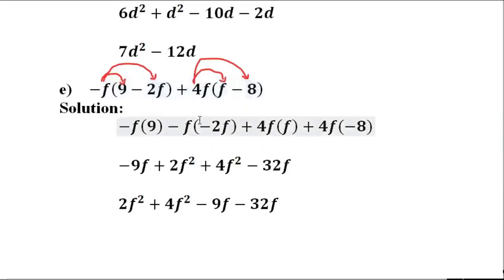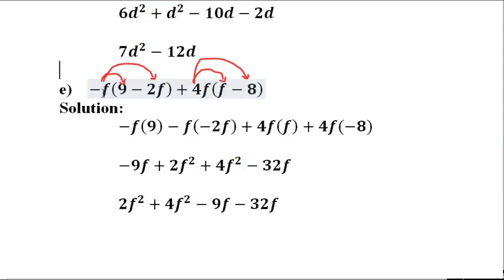Moving on to number 5, we have negative f in parentheses positive 9, negative 2f, positive 4f, and then in parentheses positive f, negative 8. Using the distributive property, I'm going to distribute the negative f to the positive 9 and then to the negative 2f. Then we can distribute the positive 4f to the positive f and then to the negative 8.